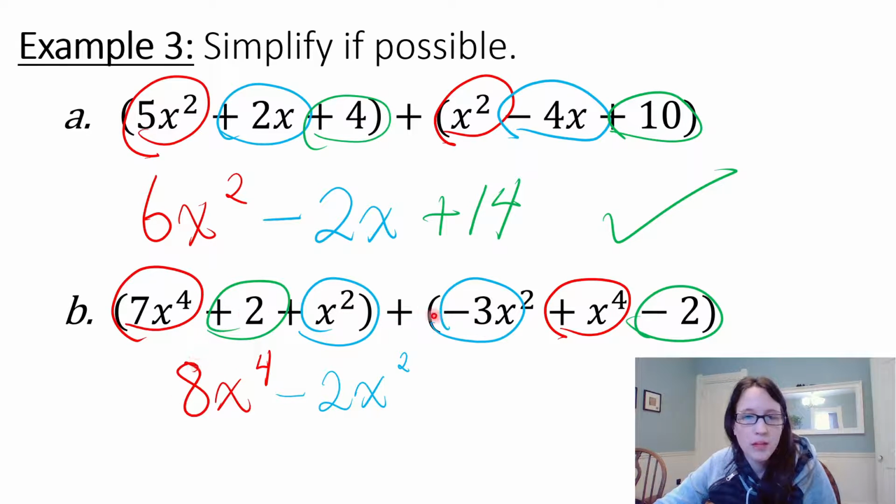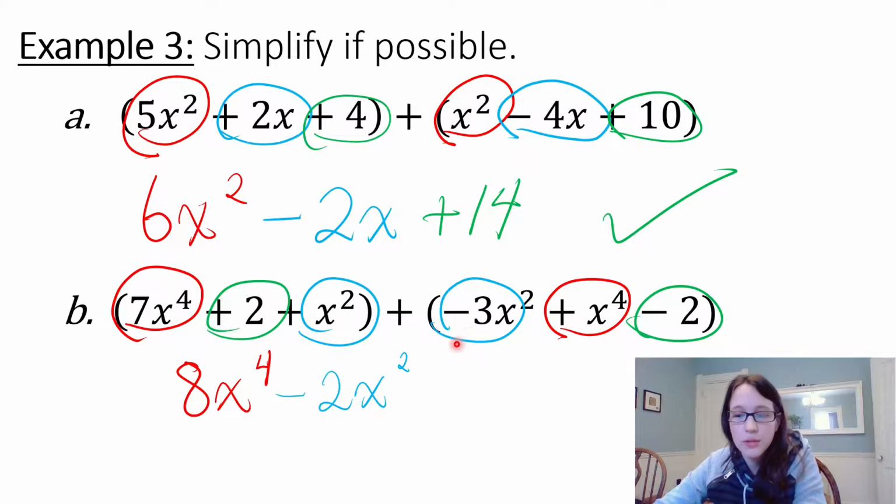With my to the power of 2's, I had 1x minus 3x, which is negative 2x squared. And then lastly, I had 2 and minus 2, which is just 0. So you could write plus 0 here, but it doesn't do anything. So remember, our exponents are staying the same. We're not adding the exponents. Those are just telling you where your like terms are.